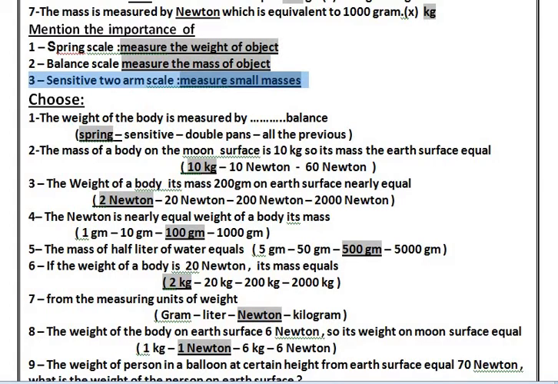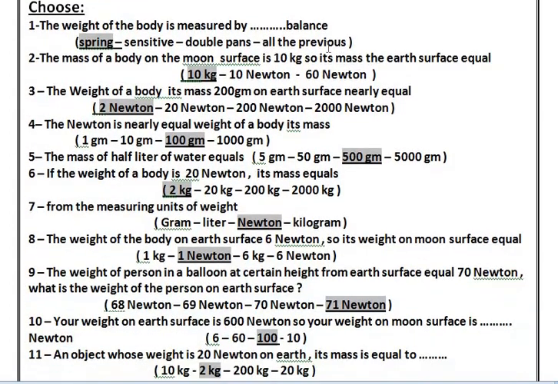Choose the correct answer. The weight of the body is measured by what balance? By spring balance. Spring balance is the spring scale. The mass of a body on the moon is 10 kg, so its mass on the Earth's surface equals 10 kg, because the mass is constant, it does not change.